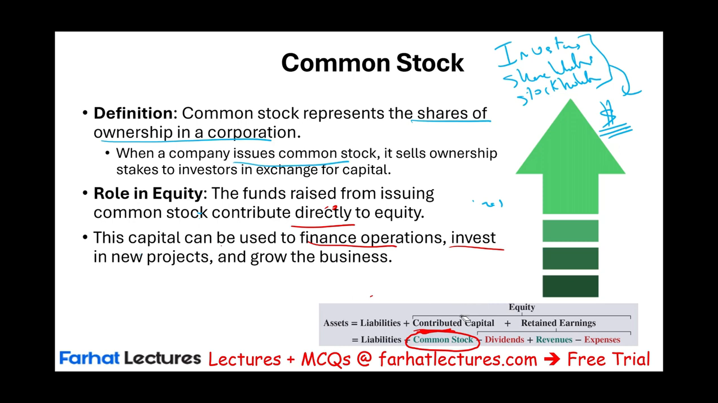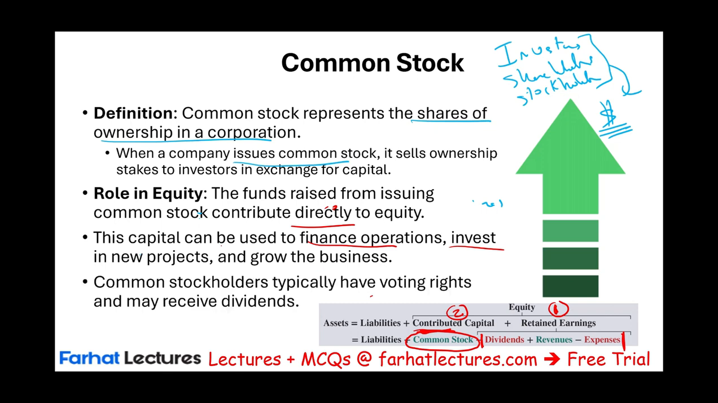So we can say equity is composed of two main components, retained earnings and contributed capital. What is retained earnings? Retained earnings is what the company keeps after generating the profit and paying the investors, and contributed capital is what the investors invested in the company. So contributed capital is the equivalent of common stock, and retained earnings is revenues minus expenses minus dividends. Common shareholders typically have voting power and may receive dividends when the company pays out dividends. So this is the big picture of equity.